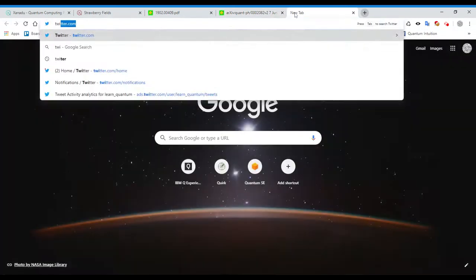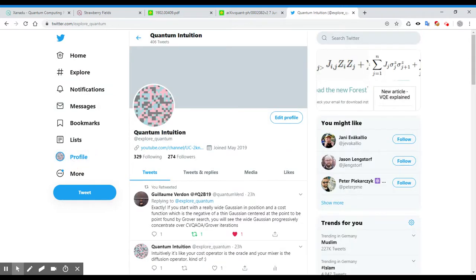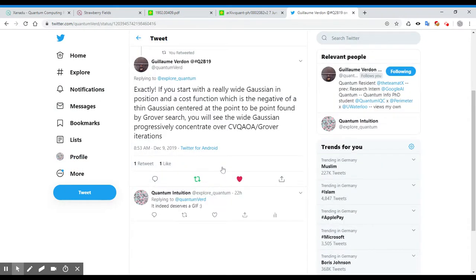Yesterday I was tweeting about it, and actually Guillaume himself answered with something that might be interesting as well. If you start with a really wide Gaussian in position and a cost function which is the negative of a thin Gaussian centered at the point to be found, I think that's basically the equivalent of the digital version, basically putting the phase into negative, like -1. That's what the oracle does. You will see the Gaussian progressively concentrate over the different iterations.